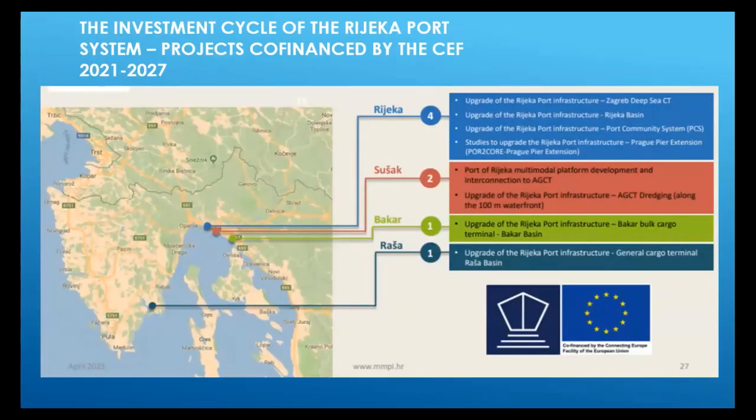The investment cycle of the Rijeka port system consists of projects which are co-financed by the Connecting Europe Facility from 2021 to 2027. This project is going on in several phases. The first phase is upgrading of Rijeka port infrastructure, Raša Basin. Also the second, upgrading infrastructure in Sušak, and also upgrading port infrastructure and superstructure in Rijeka port. So with the help of this Connecting Europe Facility funding, great changes are happening in the biggest port.